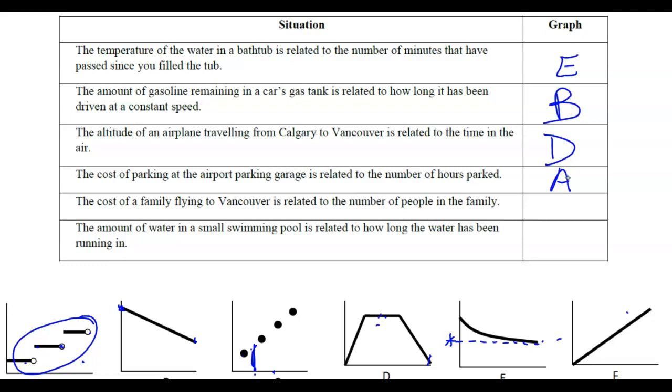Cost of a family flying to Vancouver. Okay, can you pay for half of a person? Or half of a flight? No. So it's the price per person. It's discrete. So that would be C. And then the amount of water in a small swimming pool is related to how long it's been running in. That's like the bathtub. That would be F.